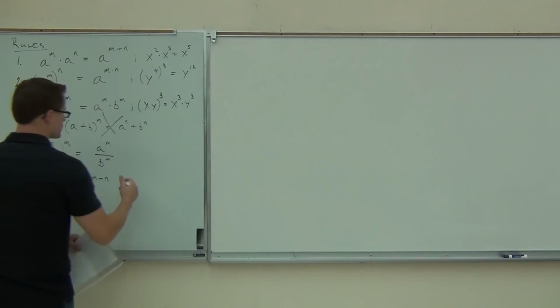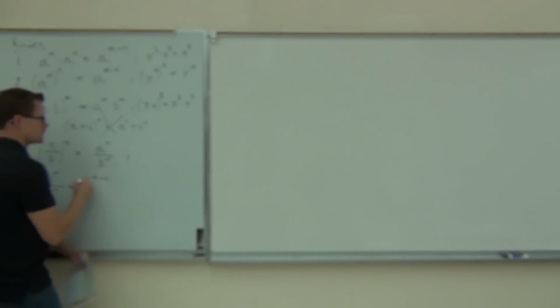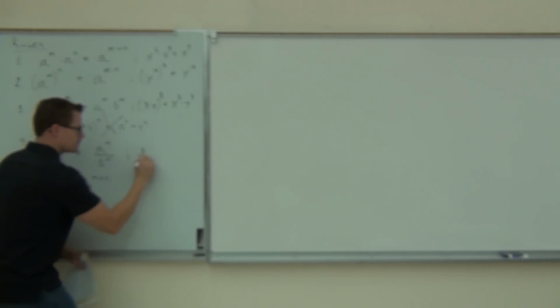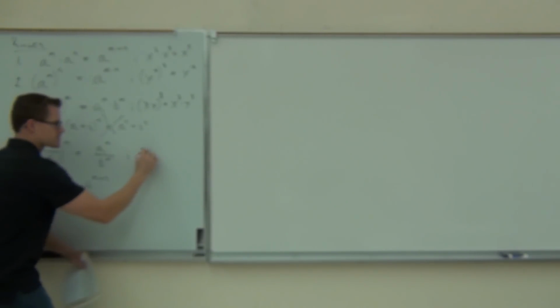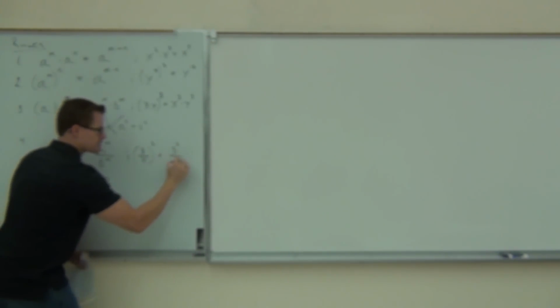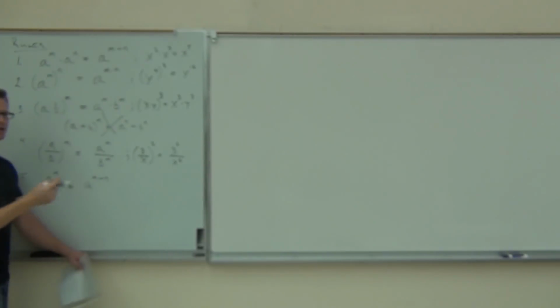Well, I guess I could give you some examples here. For this one, if I did 3 over x to the second, that'd be the same thing as 3 to the second over x to the second, or 9 over x squared.